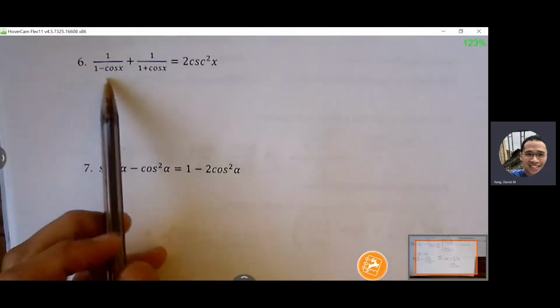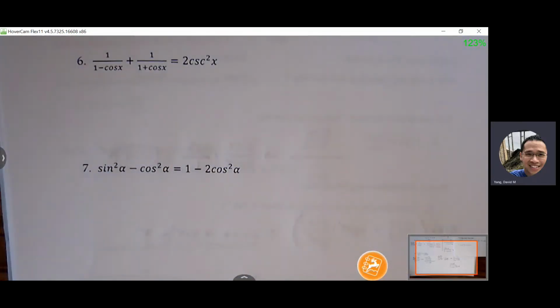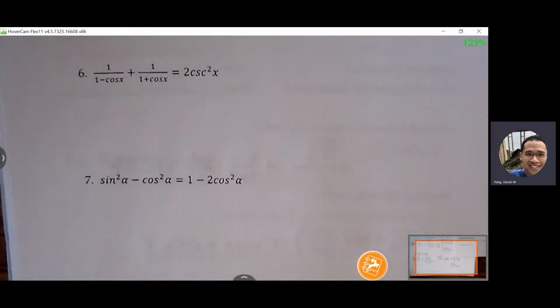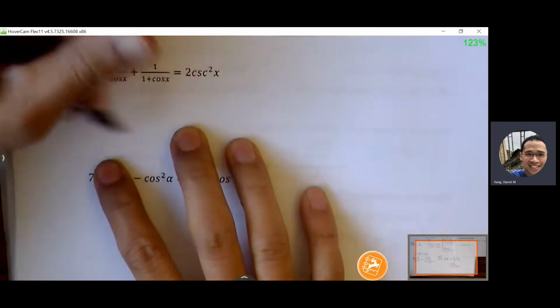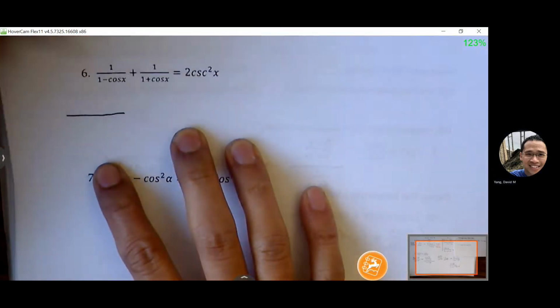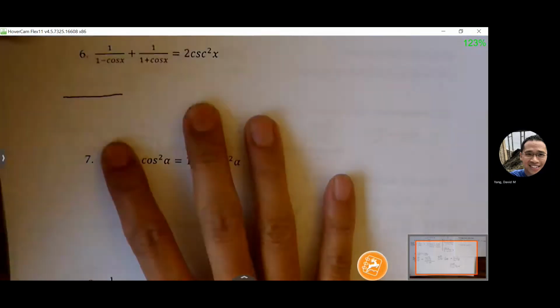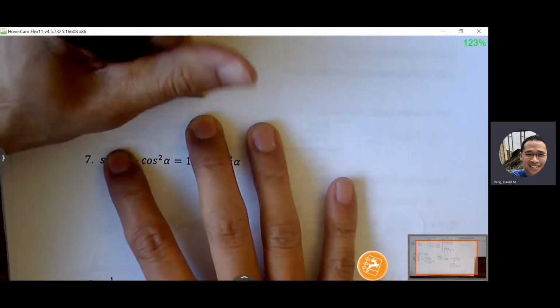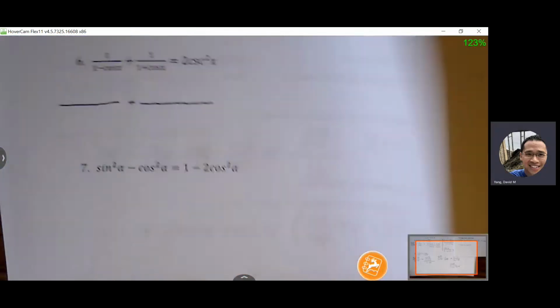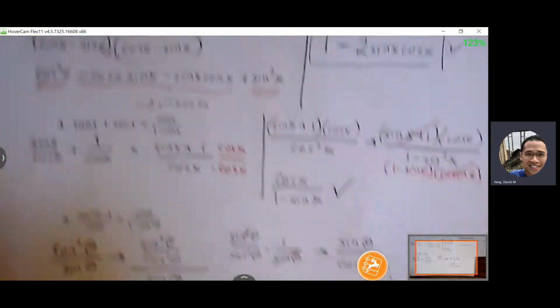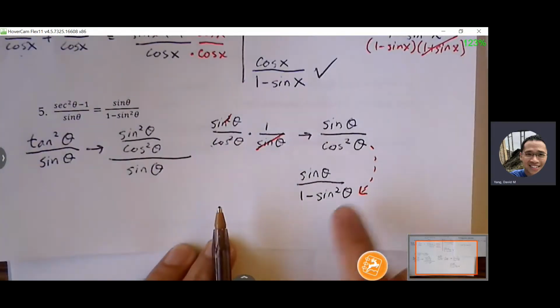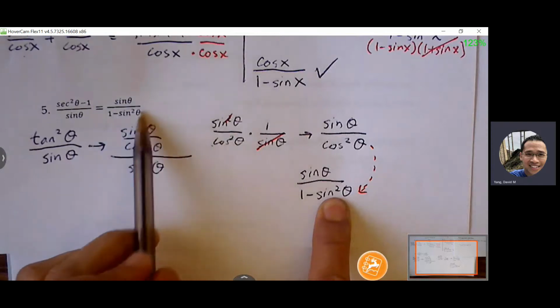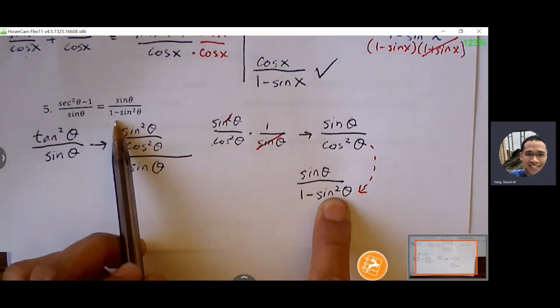Okay, I'm going to need 1 minus cosine x, and I need 1 plus cosine x, right? I need both expressions to create my common denominator. Okay, so, yeah, what's the answer for 5? Oh, 5 is just sine of theta over 1 minus sine squared. We're just trying to make the left side match the right side. Okay.